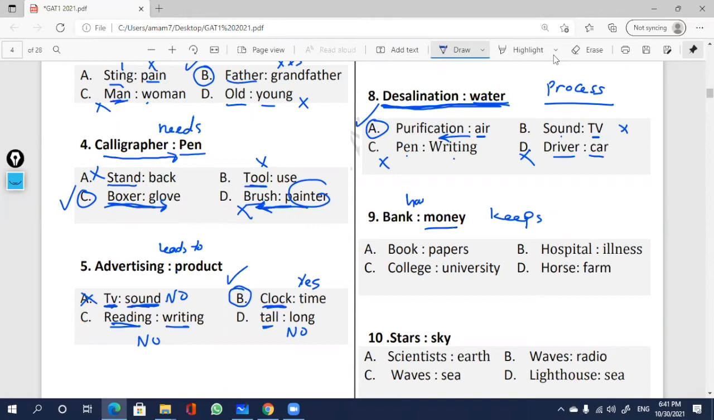It's A, because a book has papers, hospitals has illness also, college has university, no, horse has a farm, no also. Why did you choose A, not B? B is incorrect, but can you explain why did you choose A, not B? Because papers are placed in books and not illnesses are placed in hospitals.